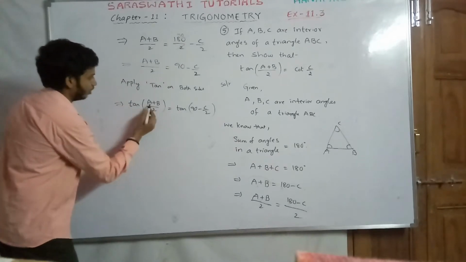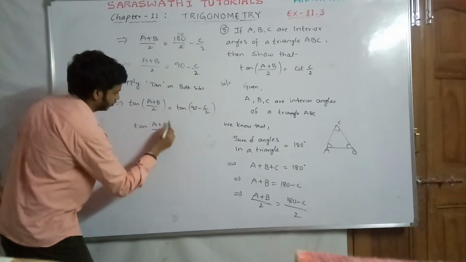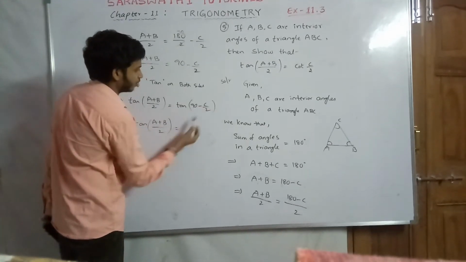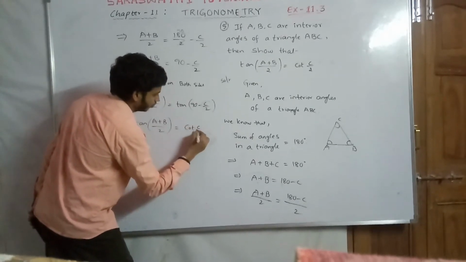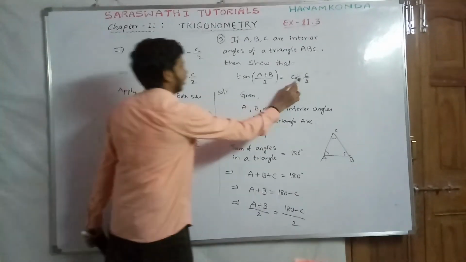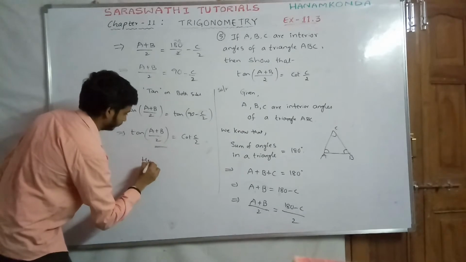Okay. So tan of (A plus B) by 2 equals, so here tan of (90 minus theta) is cot theta. So tan of (90 minus C by 2) is cot C by 2. Okay. So tan of (A plus B) by 2 equals cot C by 2. So we have obtained the required proof. So hence proved.